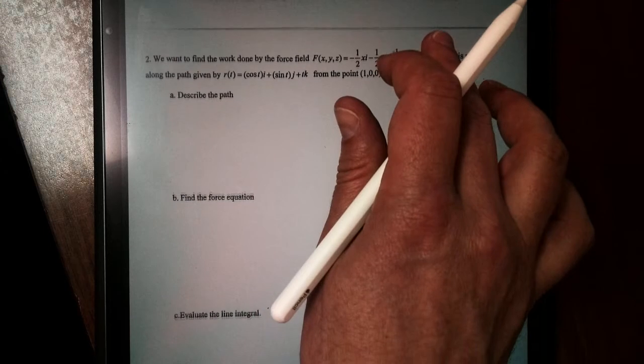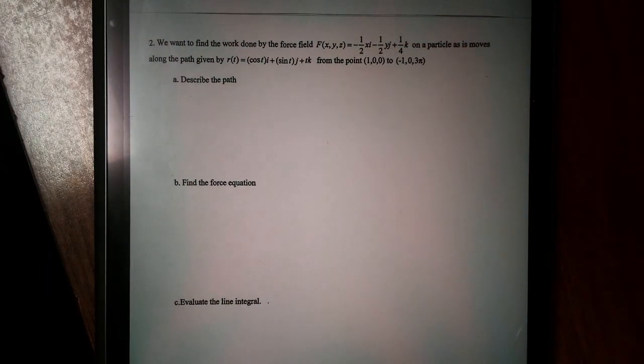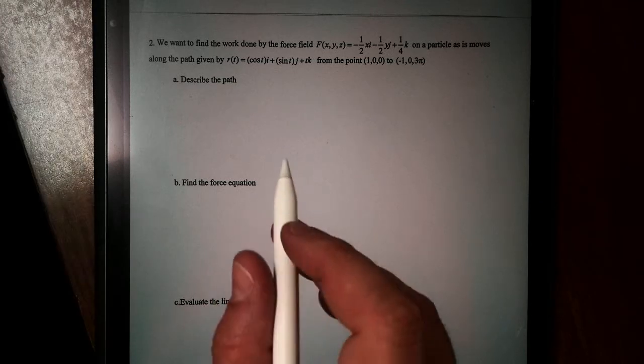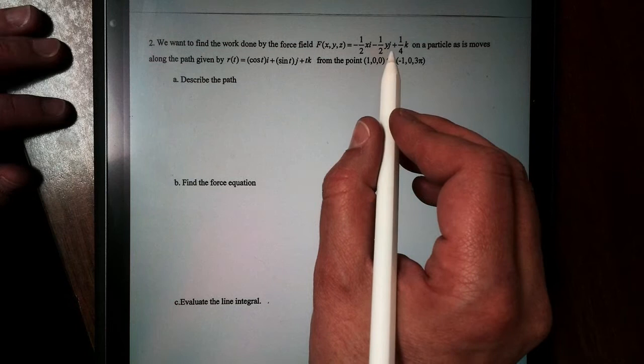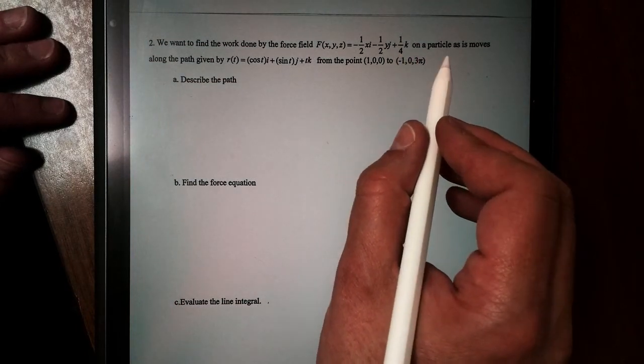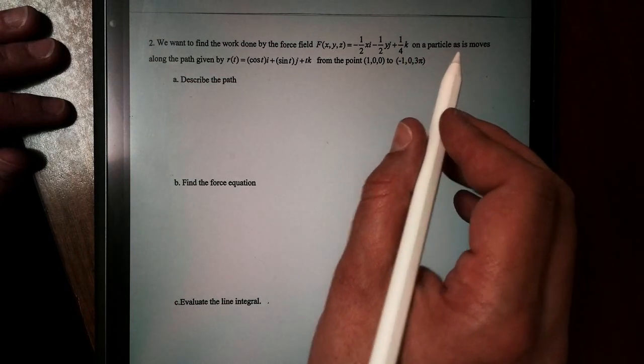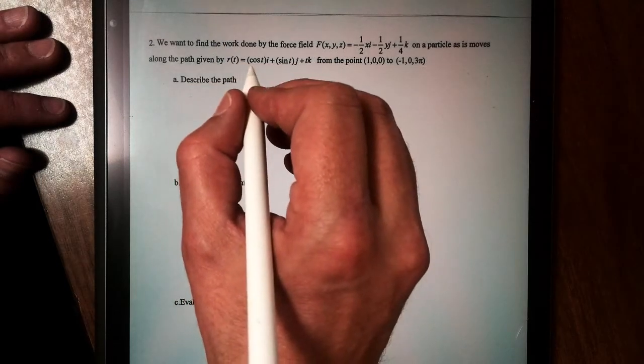So let's look at another example. We want to find the work done by the following force, negative 1/2 x i minus 1/2 y j plus 1/4 k on a particle as it moves along the path given by r of t.